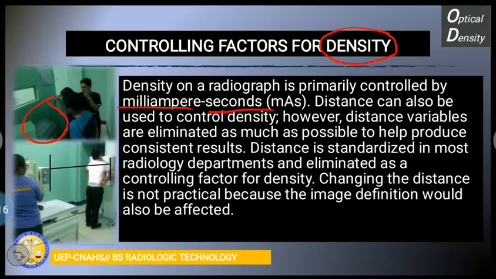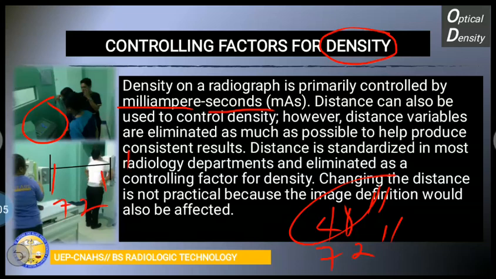Distance can also be used to control density. However, distance variables are eliminated as much as possible to help produce consistent results. Distance is standardized in most radiology departments and eliminated as a controlling factor for density. Changing the distance is not practical because image definition would also be affected. We have the 40 inch SID and the 72 inch SID, which is dedicated for chest teleradiography. For other procedures, it is 40. So, again, the controlling factor is mAs.